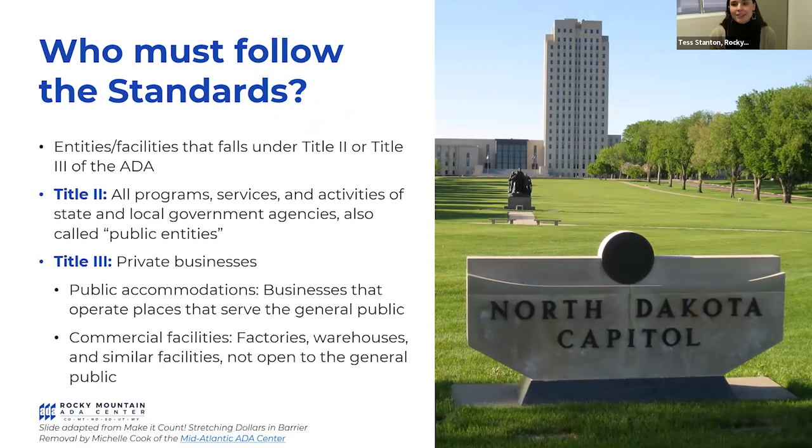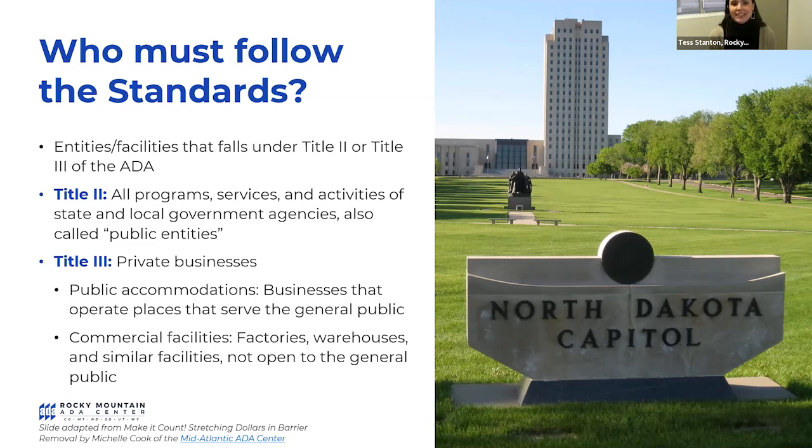And then Title III facilities are going to be private businesses, or in other words, public accommodations. So those are businesses that operate places that serve the general public. Examples of this, like I mentioned earlier, are restaurants, movie theaters, many venues are going to be Title III public accommodations, arts facilities, any private business that serves the public. And then Title III also covers commercial facilities, so factories, warehouses, and similar facilities that are not open to the general public but are commercial facilities. So those are the entities that must follow the standards.